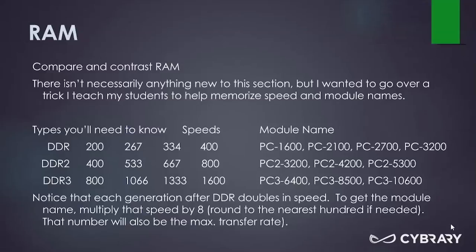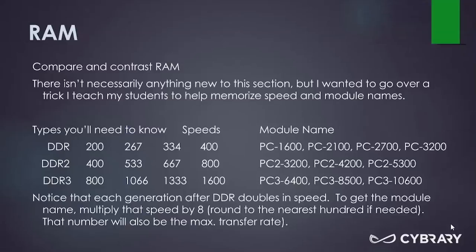You see for DDR, there's PC 1600, PC 2100, 2700, and PC 3200. Some people sit down in front of a table or break out the flashcards and memorize things. What I want to teach you is the pattern that the memory industry is following to name things. So what I tell my students is memorize the first generation of the DDR speeds: 200, 267, 334, and 400. And that's it. That's the only thing I want you memorizing.